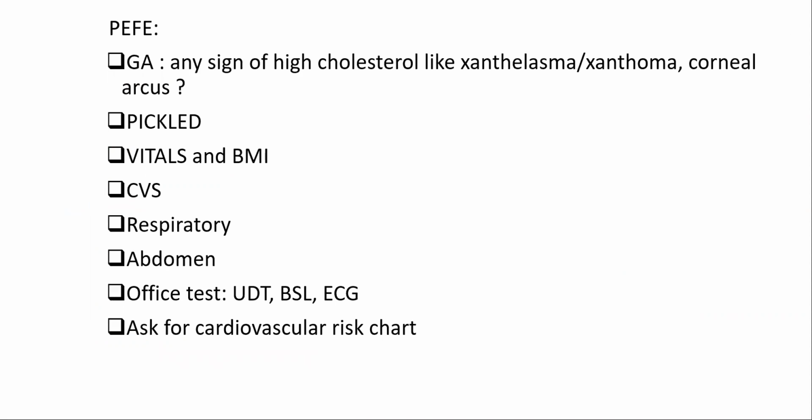Physical exam, first of all, general appearance. Does the patient look comfortable or distressed? And don't forget to look for any sign of hypercholesterolemia like xanthelasma, xanthoma, or corneal arcus. Then vitals, as we do, blood pressure is very important in here.